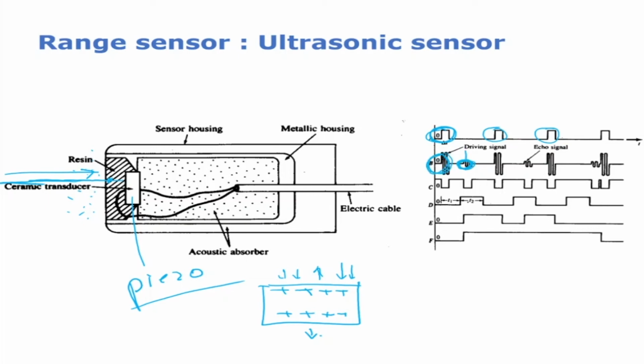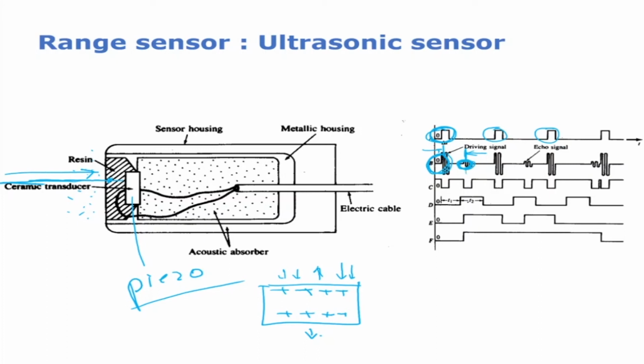Now if I know the time duration between these two signals, then I know how far the wave has gone, or where the object in front is, because I know the speed of sound in air. Depending on how much time it took to go to the object and come back, that will tell me how far the object is.